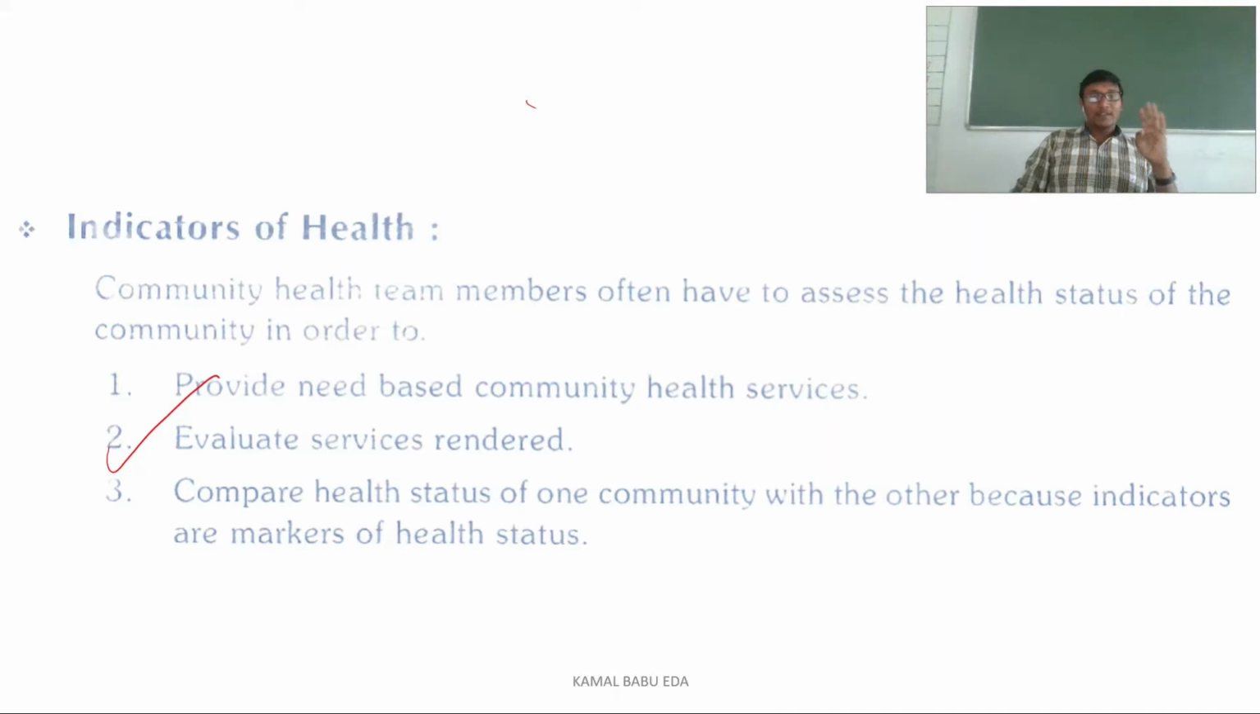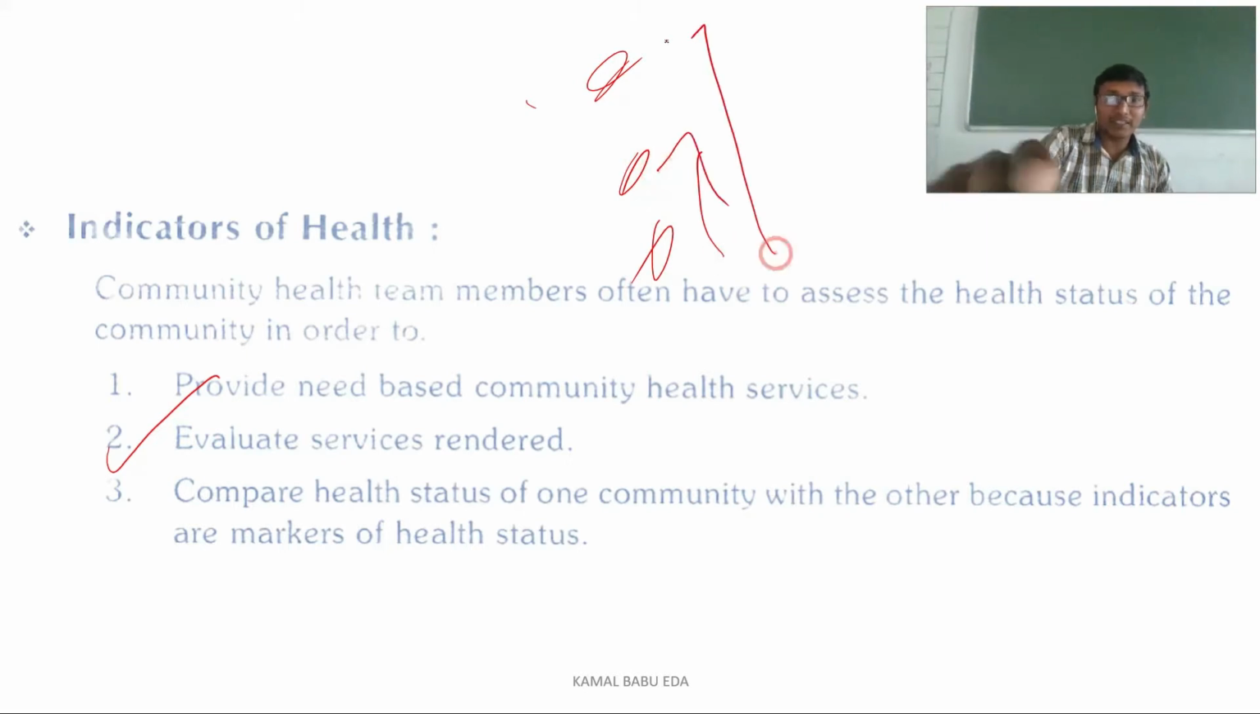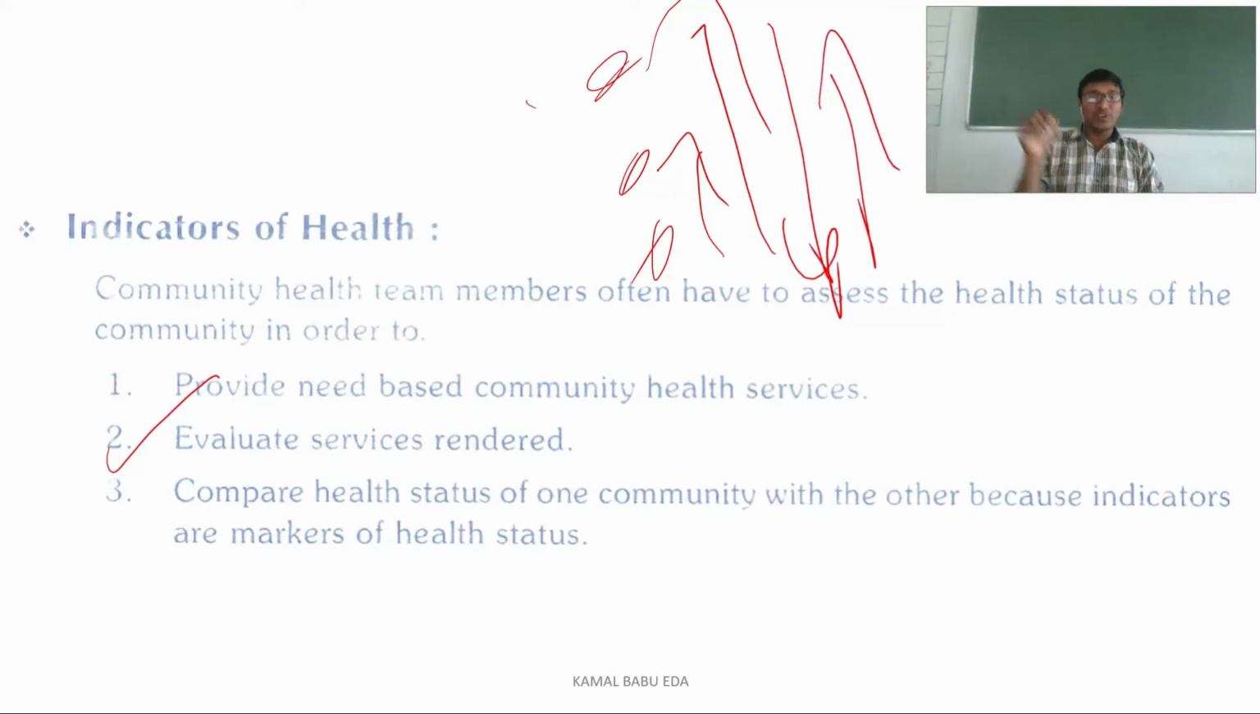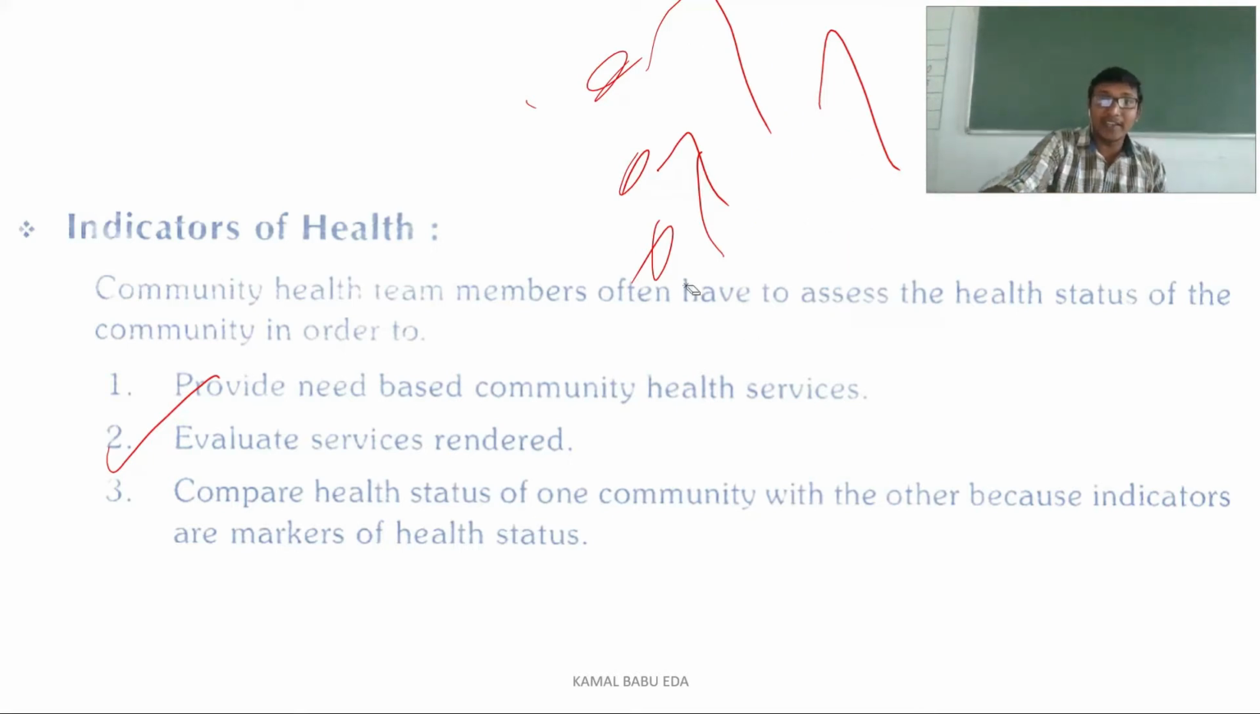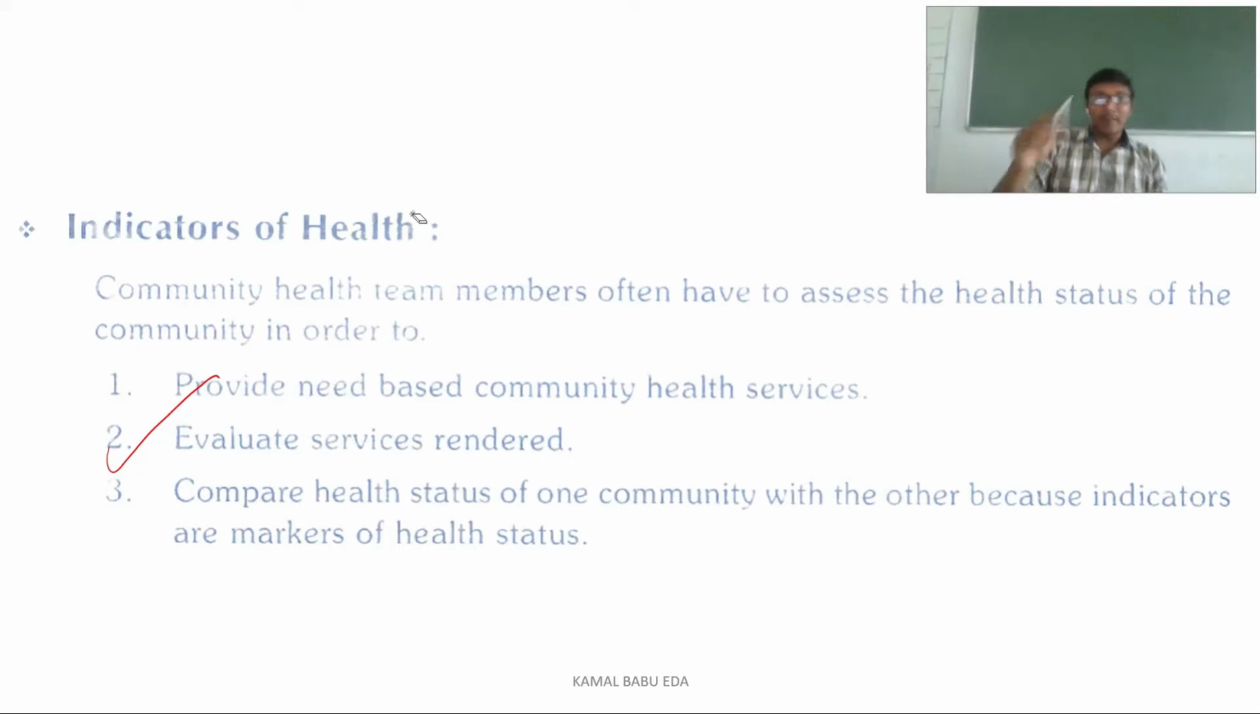Second thing. And thirdly, you should compare the health status of one community with another, because indicators are markers of health status. As I am saying, the indicators are nothing but set point markers. So whether the health has reached the second point or the third point, whether the illness is down or whether the illness is up, if you want to know, you need to have an indicator. So we will discuss what are these indicators, why we need indicators. If you want to assess the community health, if you want to provide services to the community, if you want to evaluate the services that were provided to the community, you need indicators of health.